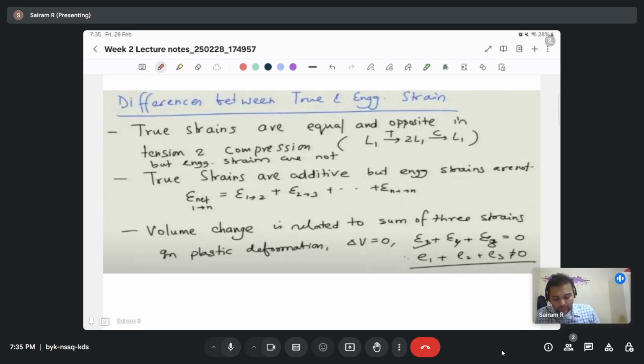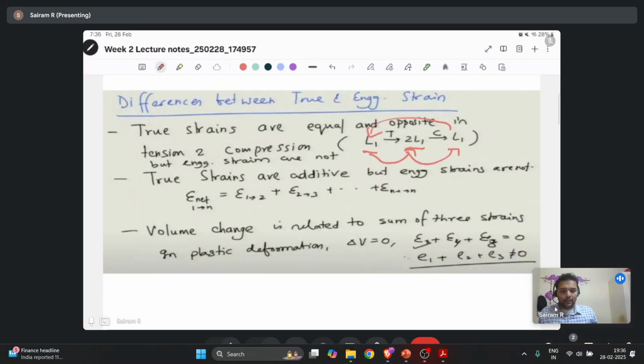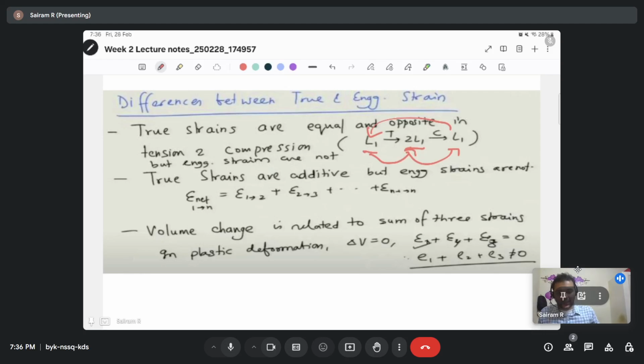As we'll see in the example below, we'll try to resolve the example once again a little more slowly. True strains are equal and opposite in direction. So as we have an example here, if we move from L1 to 2L1 with tension and we compress it back again to L1 dimension, the strains involved in this journey from L1 to 2L1 and then back to L1, or the entire thing, are going to be the same, or let's say they have additive and commutative properties.